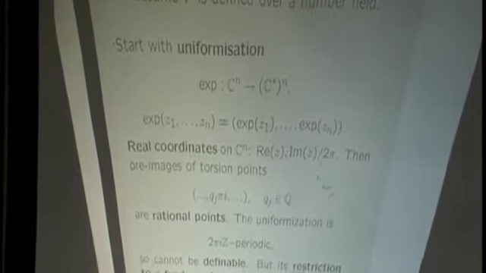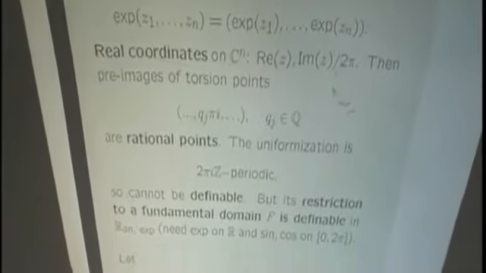So we're going to put real coordinates on C^n. And for that, I'm going to use the real part of each z_i and its imaginary part divided by 2 pi. And this has the result that the pre-images of torsion points, which of course are rational multiples of 2 pi i, become rational points. So we're going to change this problem of torsion points on V to rational points in the pre-image, which of course is some transcendental set defined using the exponential function.